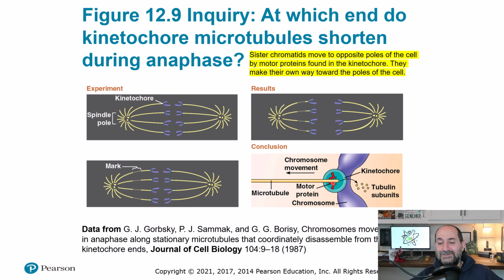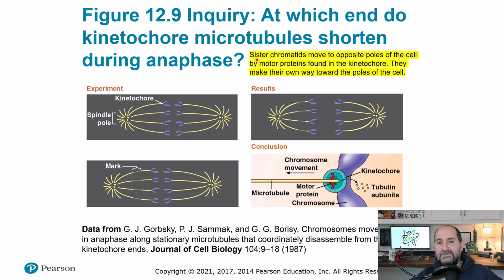Now, these microtubules, what happens is these motor proteins, which are found inside of the kinetochore, actually walk along the microtubule, and that's how the sisters move. So if you've ever wondered how the sisters move to opposite ends of the cell, it's actually because of motor proteins inside of the kinetochore. Isn't that neat? So the sisters move themselves to opposite ends of the cell.